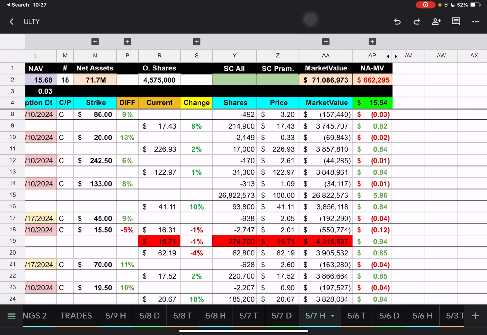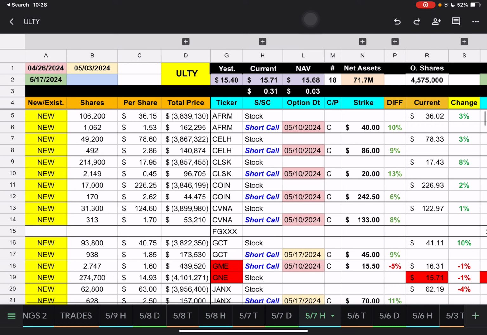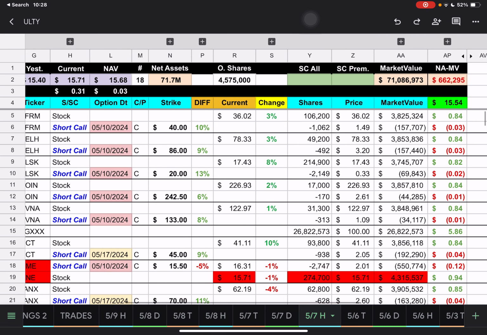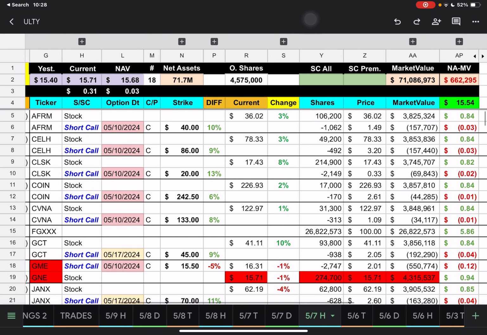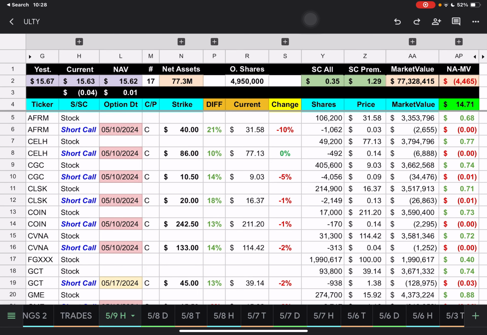When they did these the other day, Affirm's average price per share was 84 cents. But all right, so we got Celsius here, short call with strike price at 86. We're underneath that by 10%. Stock price didn't do too much today there.